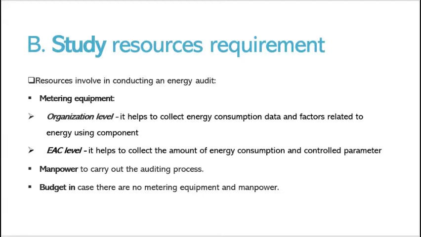And next level is at the EAC level, where it helps to collect the amount of energy consumption and control parameter. The second resource is the manpower to carry out the auditing process. And the third resource is the budget. The budget is in case there are no metering equipment and there are no manpower. That's all from me. I will pass it to Ali.